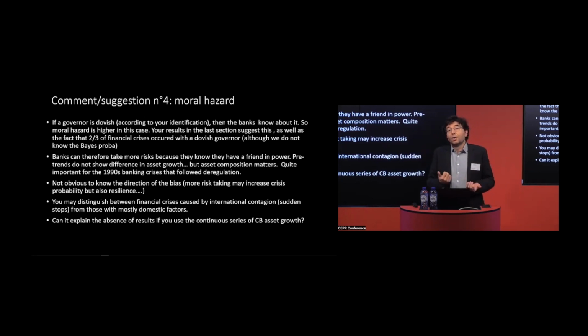So maybe one way, my suggestion to tackle this issue, would be to distinguish between the financial crises which have domestic factors, domestic reasons, and the ones that are more caused by international contagion. So then you could limit to the cases where actually the banking sectors internalize the fact that there is a dovish governor that would be more easy to lend to banks during the crisis.